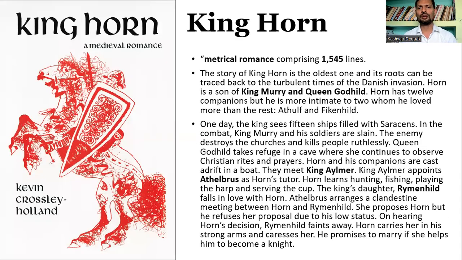King Horn is more famous, and King Horn, you can see, is a medieval romance, and Kevin Crossley Holland in the picture you can see, and a metrical romance comprising 1545 lines. The story of King Horn is the oldest one, and its root can be traced back to the turbulent time of Danish invasion. Horn is son of King Murray and Queen Godhild. Horn has 12 companions, but he is more intimate to two whom he loved more, and these two are Athelf and Fikenhild.